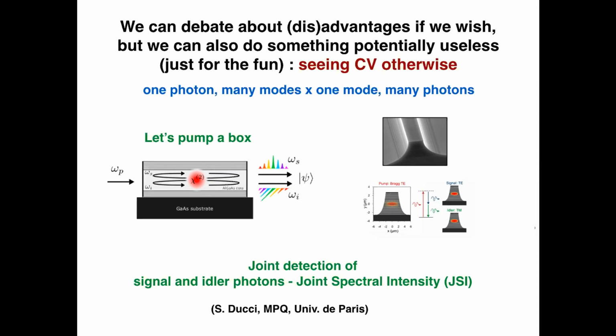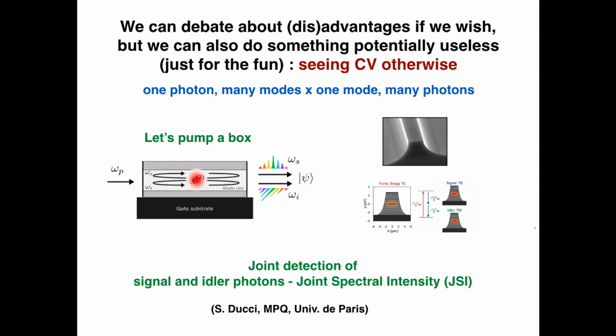So this box is an experimental system that we study in the group of Saraducci, who is a collaborator, and it's my team as well. This is a nonlinear system that can be pumped by an intense field. It is a semiconducting structure where nonlinear interaction takes place. One photon of the pump can be converted into two photons that we call signal and idler, these small letters S and I.